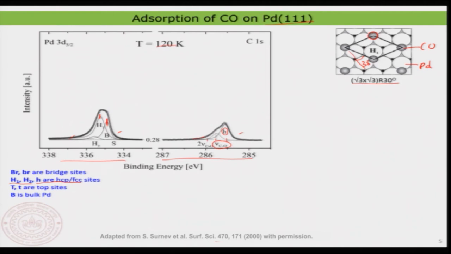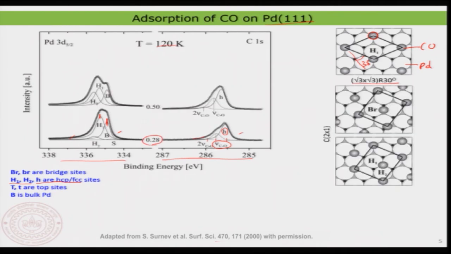Now let us look at what happens if I increase the coverage. This is a very, very low coverage, 0.28 monolayer. Now, if I increase the coverage, what is interesting is it more or less looks the same for the carbon. The intensity, everything looks almost the same. So you have again the H type of resonance. But for the palladium, you see that it is having one more type of H. The reason is simple, that based on this, they have made a possible pattern. So the pattern is like that, where you have something called adsorption of molecules at the HCP site, that is this one.